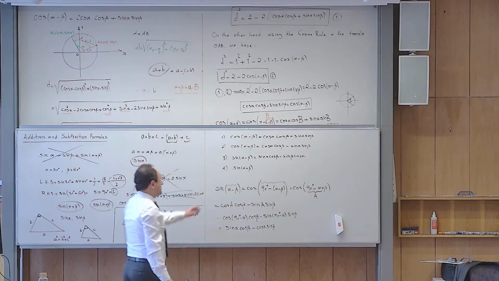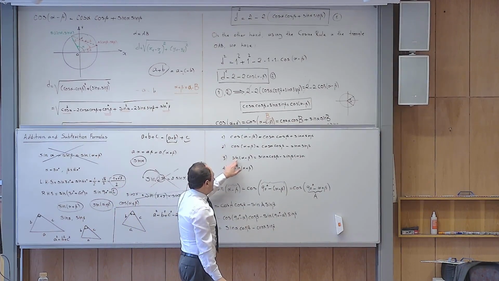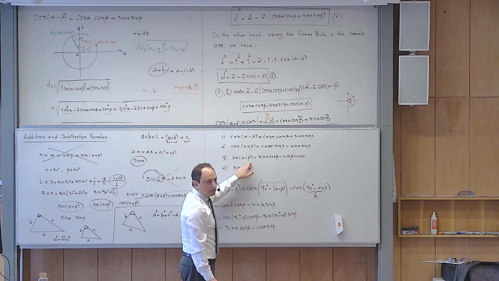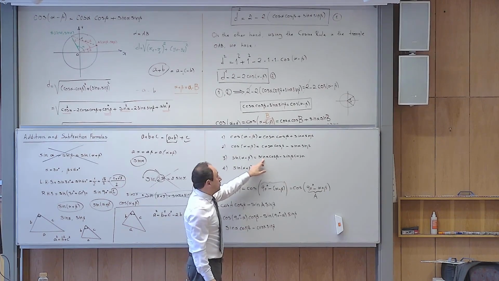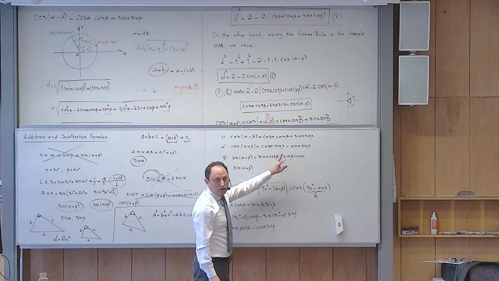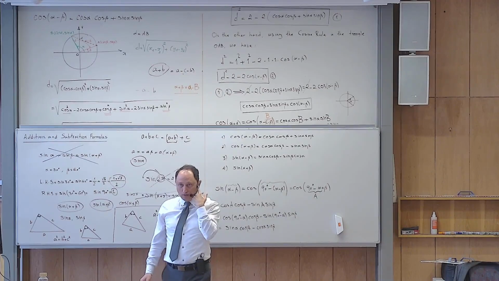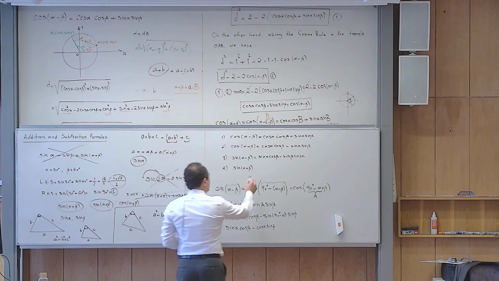Okay, so what is the message? The message is that the sine of the difference of 2 angles is sine of the first one multiplied by cosine of the other one minus the other way around. Yes? Okay, and then hopefully you know what to do.